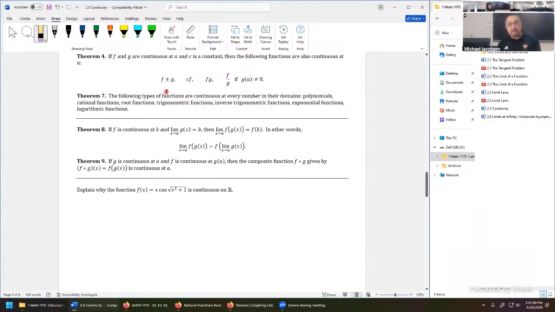But that's what theorem 4 is all about. You can combine already continuous functions in these ways and obtain continuous functions, just making sure you don't divide by 0 at any one point. Any questions at all, folks, with theorem 4?